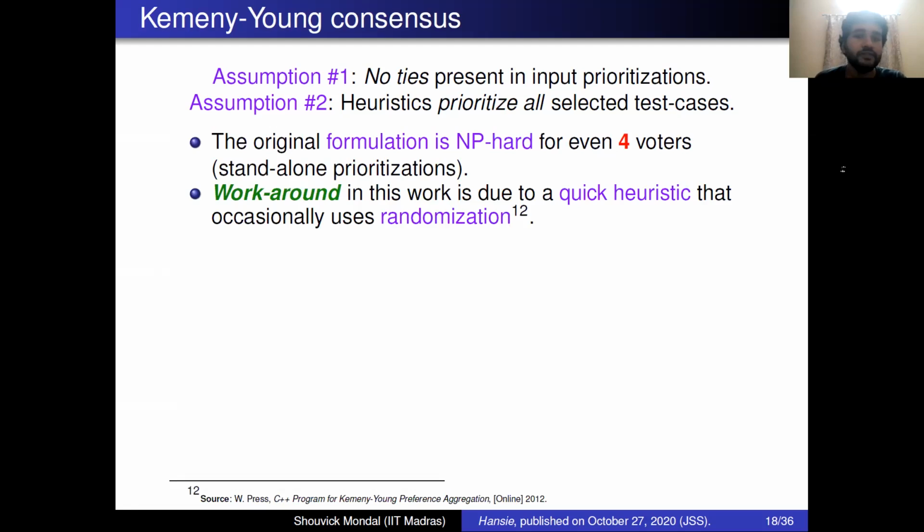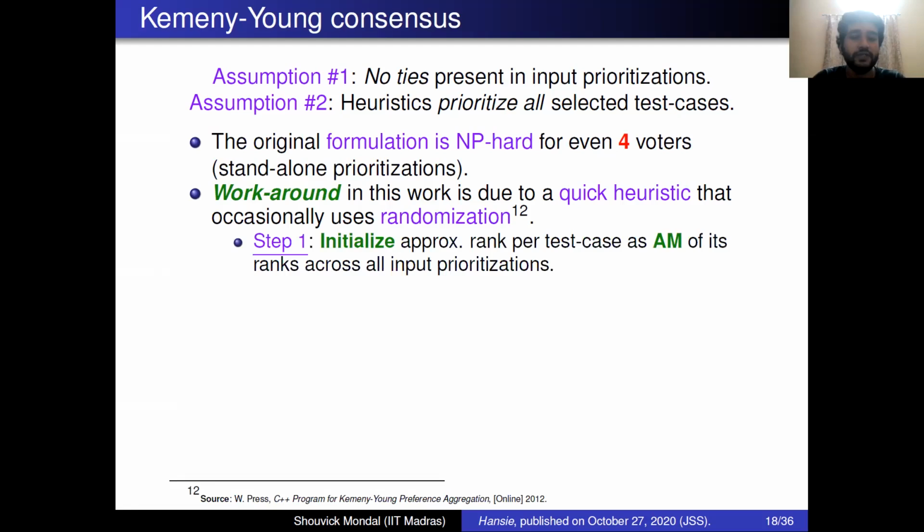So there is a workaround. The workaround is a quick heuristic that uses randomization. So we'll see what this is. The first step is to calculate an approximate consensus. The approximate consensus is the arithmetic mean of ranks per test case across all input prioritizations. This is just what I said in the beginning: arithmetic mean, geometric mean, harmonic mean, and median. We all perform this first step. Borda count does a different thing, but Kemeny consensus has further steps.